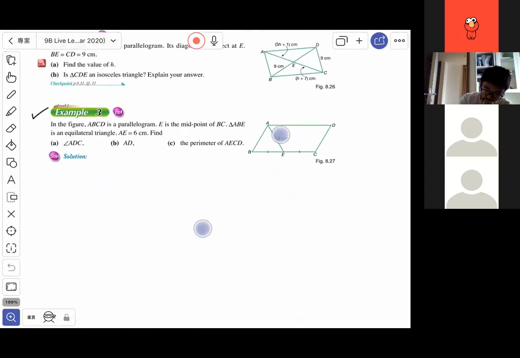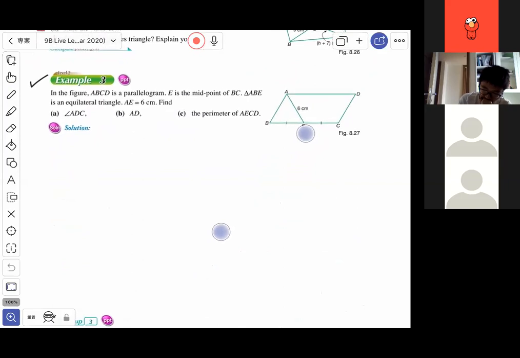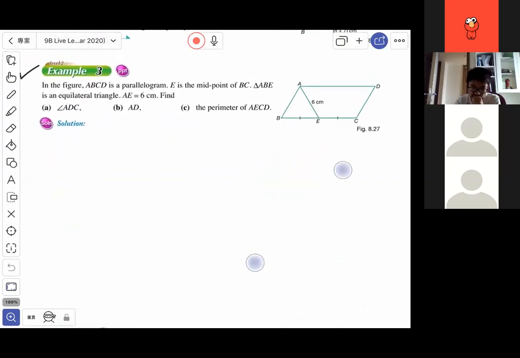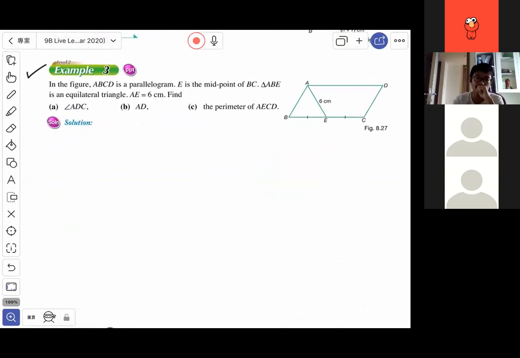Example 3 is also quite easy. However, I only want to show the presentation. Let's think about it together. I don't want only myself doing it now. Right? So I want to find angle ADC. Okay, so it also combines some of the previous reasons that you learned before about equilateral triangle.